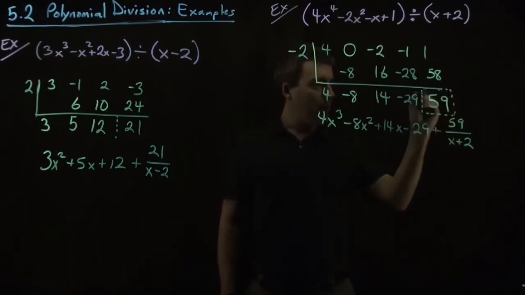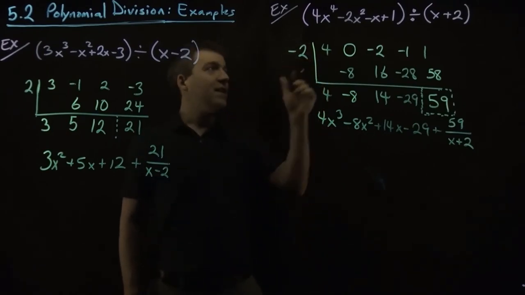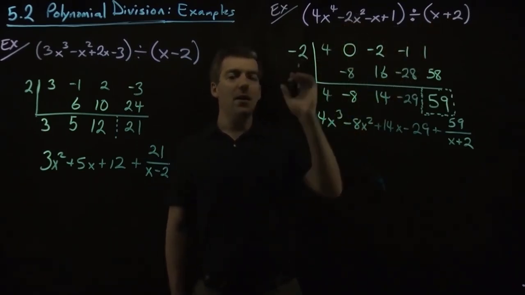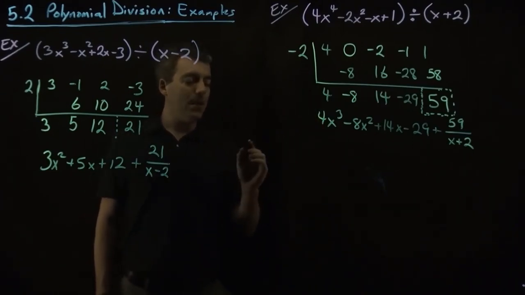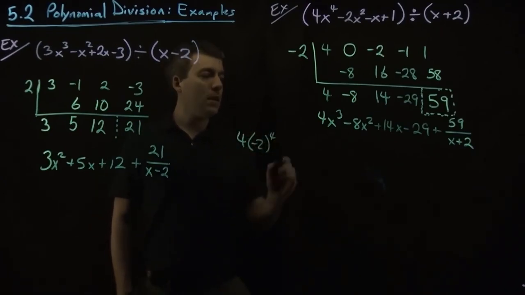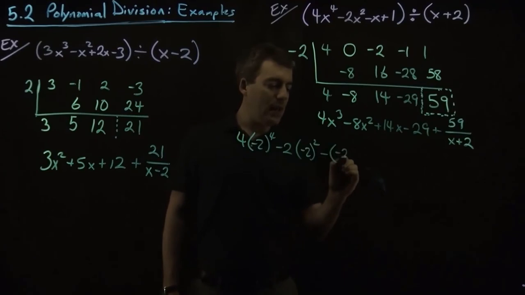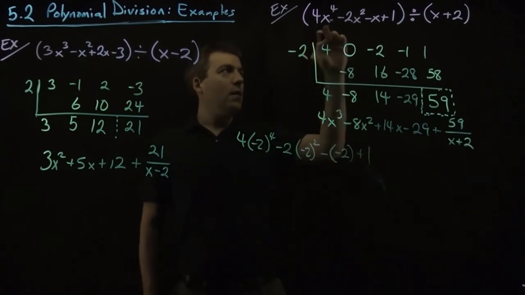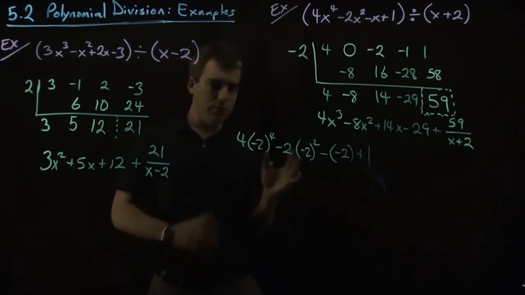I said there's something interesting about this remainder term, and we can look at that by taking this polynomial and evaluating it at the k here, at -2. Let's just do that. Let's see what that is. So we've got 4x to the 4th. So we'll have 4 times negative 2 to the fourth minus 2 times negative 2 squared minus negative 2 plus 1. So again, we are evaluating this polynomial at the k value, negative 2. Right, let's see what we get here.